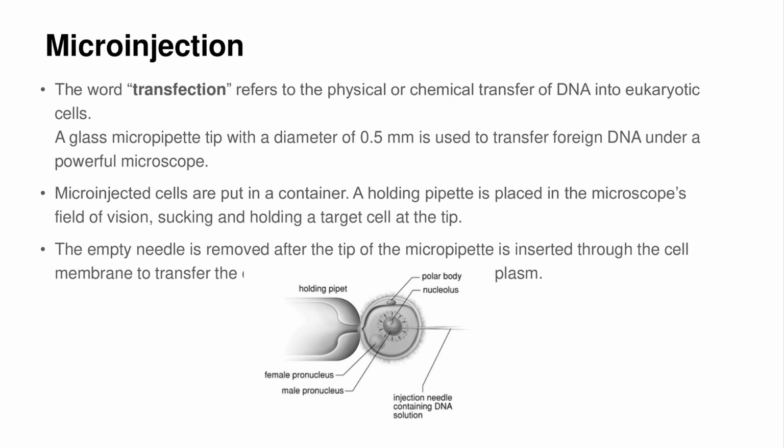Sucking and holding pipette and holding target cell at the tip. So you can see in the diagram, my holding pipette is used to hold the cell, and the injection needle containing the DNA solution is injected into the cell. Thus the gene is transferred. So transfer the contents of the needle into the cytoplasm.